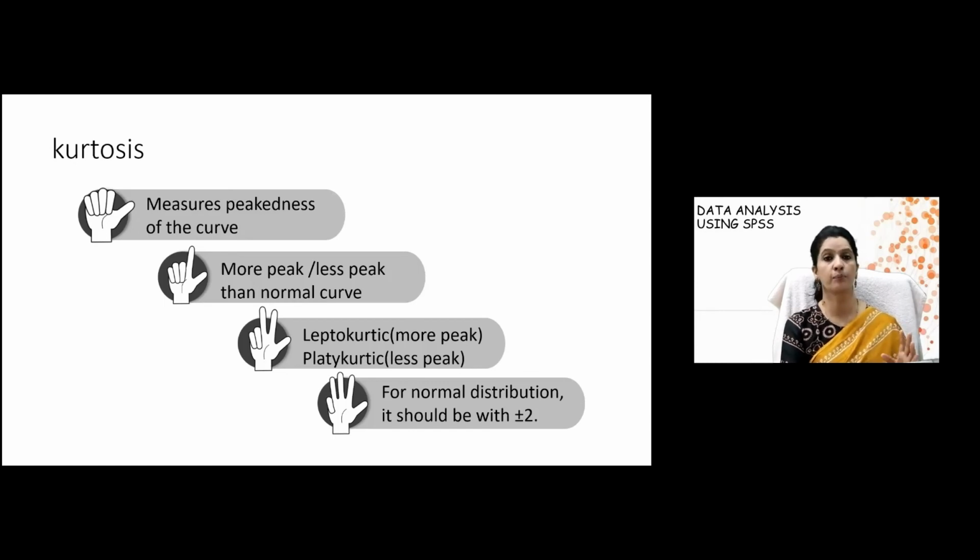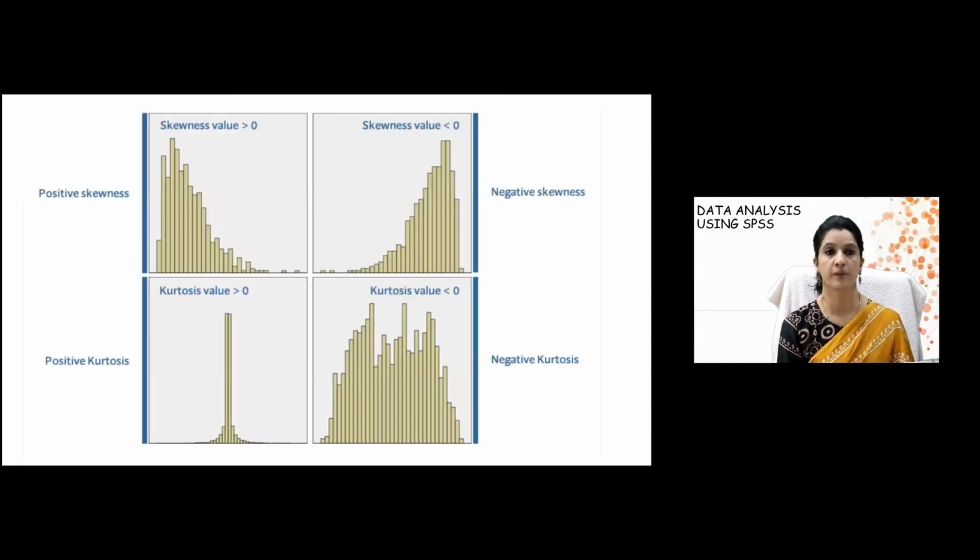So for both skewness and kurtosis, the limit is plus minus 2. Skewness measures the right or left deviation, whereas kurtosis measures the height or peak of a curve. If you see the first one, this is the tail, so this is the positive skew or the right skew. This is the negative skew or the left skew. Similarly, this is positive kurtosis where the peak is more, and when it is flat, it is negative kurtosis.